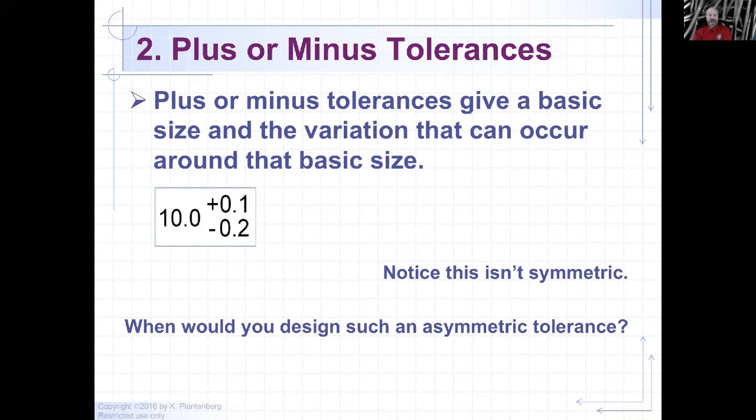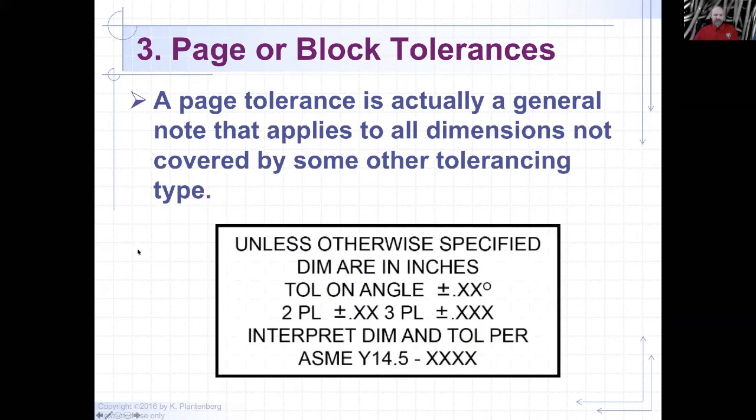Yeah, loose fit, for example. Very good. Or a hole. Yeah, there's certain cases where you might want to dimension a hole this way. Okay, very good. All right, and then this is the other way to do tolerancing that we mentioned, a block tolerance. So this is what it looks like.